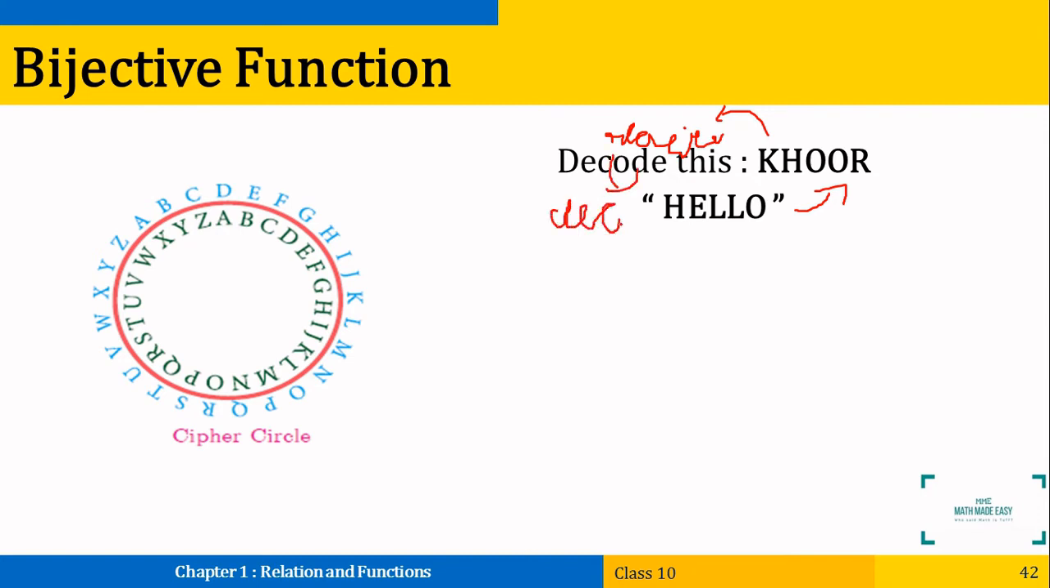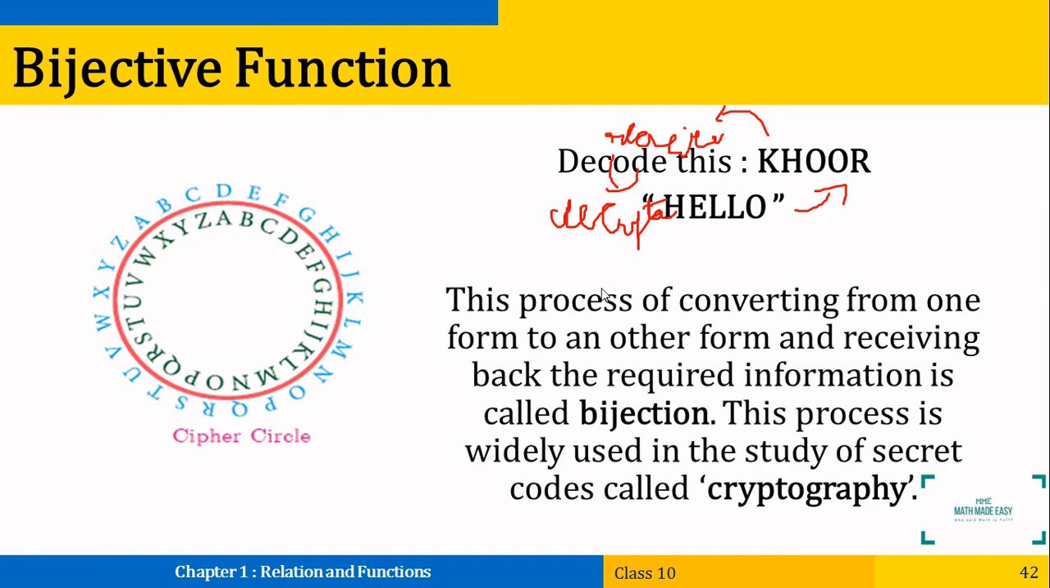Do you know what we call this in mathematics? This is called cryptography. The process of converting one form to another form and receiving back the required information is called bijection. This process is widely used in the study of secret codes called cryptography, right. And let us see what we mean by a bijection.